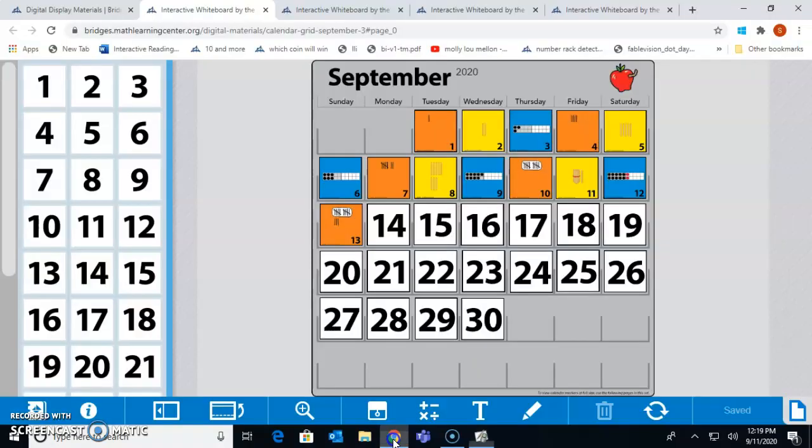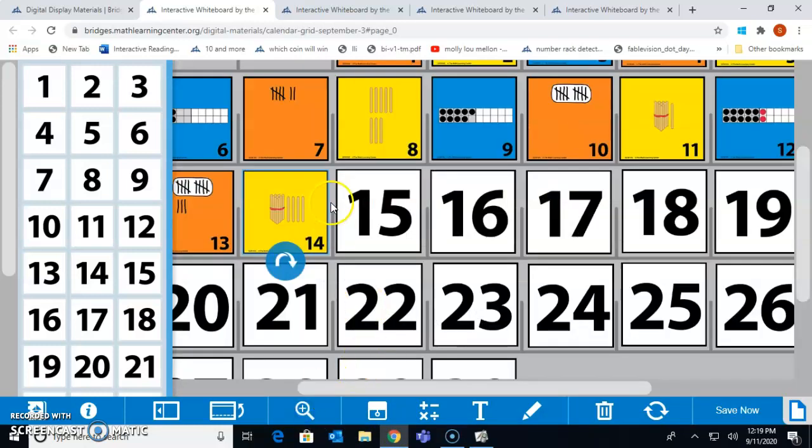All right, are you ready? Let's look. Oh my, let's make it bigger. Oh, let's look at that. Were you right? Were you correct? I have one group of 10 and 4 ones, and that does make the number 14.